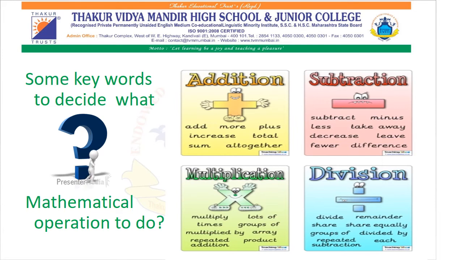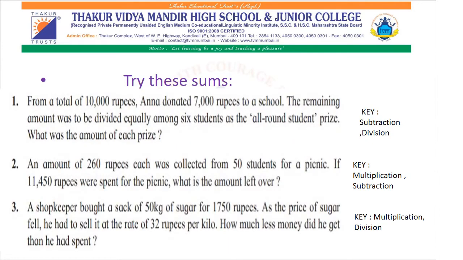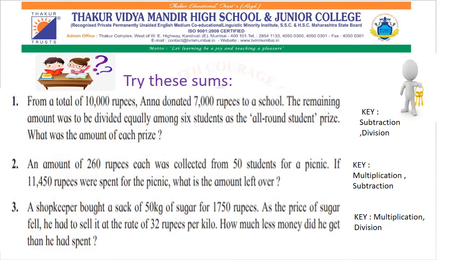Good. Now after reading the word problem, first think what operation we have to do, then you will solve the problem. Now let us try these sums. Do these sums in your rough notebook, and for that I have given some keywords also. So the first one is: from a total of 10,000 rupees, Anna donated 7,000 rupees to a school. The remaining amount was to be divided equally among 6 students as the all-round student's prize. What was the amount of each prize?